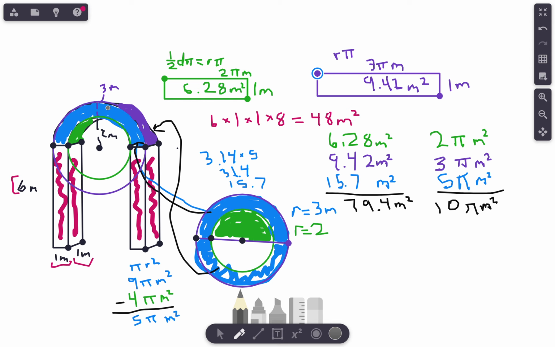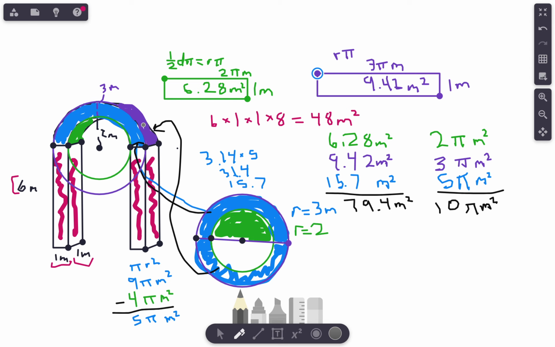And we're going to imagine that as the base of a cylinder. There's one in front, there's also one in back. And then we have the purple part on the outside, which we can see a little more clearly as the outside of a cylinder. And we're going to have to add all of those things together to find the total surface area of this arch.